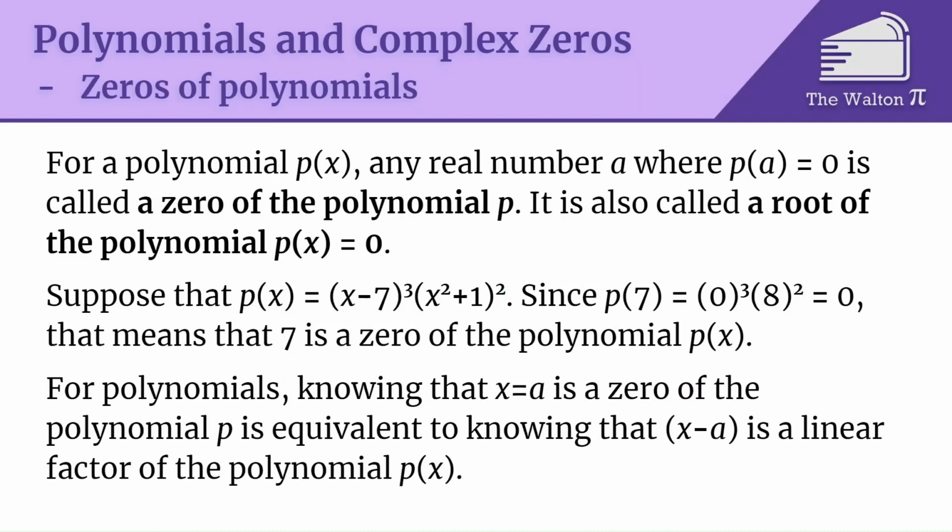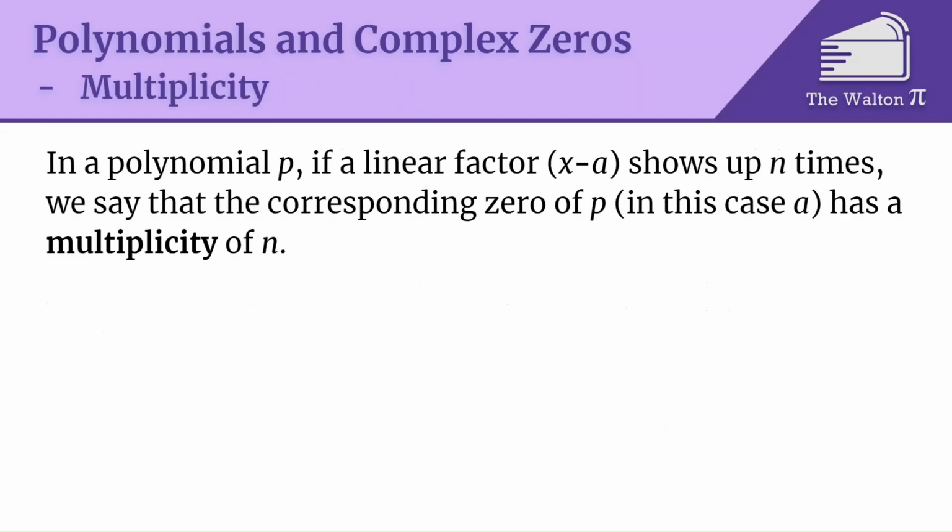For polynomials, knowing that x equals a is a 0 of the polynomial p is equivalent to knowing that x minus a is a linear factor of the polynomial p of x. So in a polynomial p, if a linear factor x minus a shows up n times, we say that the corresponding 0 of p, in this case a, is going to have a multiplicity of n.